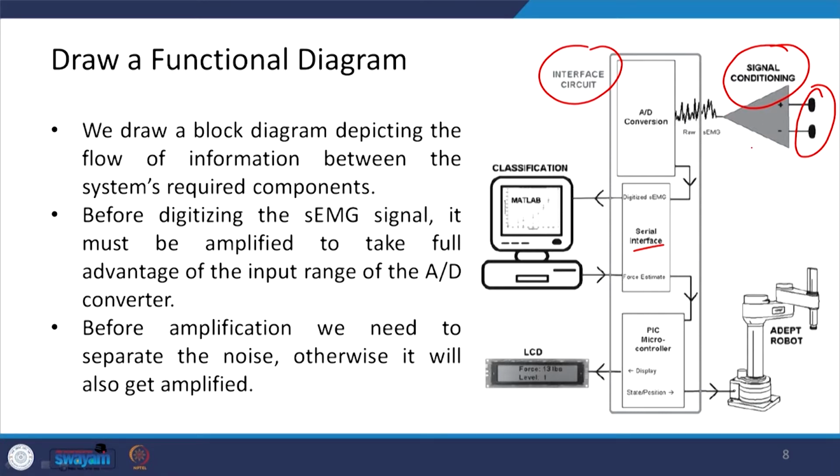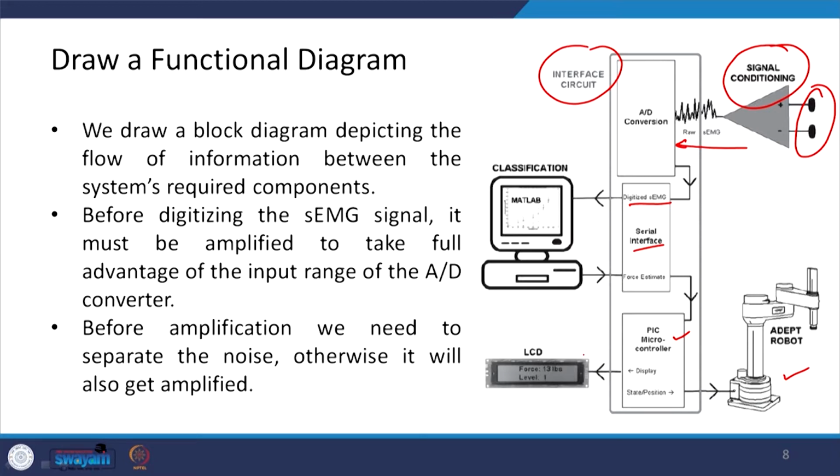Your signal conditioning sends the signal, okay, to the A to D converter, analog to digital converter, and these digital SEMG signals are then sent to your PC for classification purposes. Okay. And using a certain program you can classify that, okay, and calculate the force, and this estimated force is again passed through to, say, a PIC microcontroller, and from this PIC microcontroller it can be sent to a robot, say an ADAPT robot.